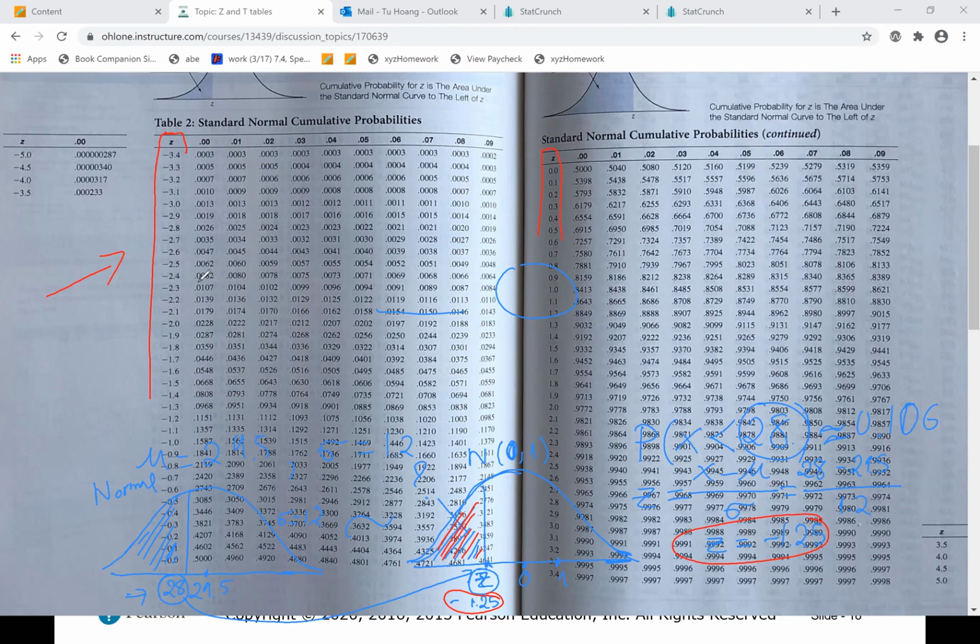So you look for negative 1.2 first. So here is negative 1.2. Okay. So we have 1.2 already. But where's the 5? In order to have negative 1.25, the second digit is going to be using the first row. Okay, so the second digit is 5 here, right? So you will use this column for the second digit, and you will use this row for the negative 1.2 here, and they cross at 0.1056.